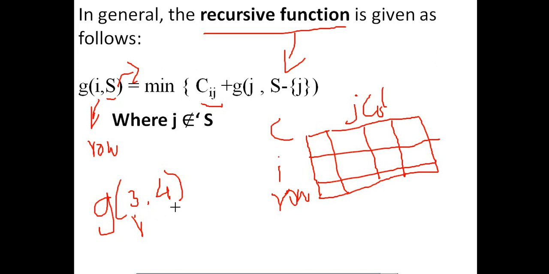Now what is the I value? 3. What is the s value? 4. But what is the j value? J value is also 4 here. J value is also 4, meaning j belongs to s. In the next example we will come to know what is s and what is j, how we can take these two values. Okay, but you remember this formula in the TSP problem, traveling salesperson problem.